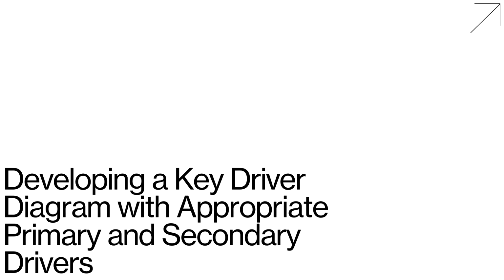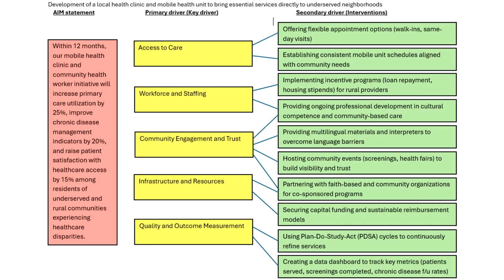Strategic deployment of mobile clinics and community health worker services, community engagement approaches, and a clear 12-month timeline with milestones for progress monitoring. The Local Health Clinic and Mobile Health Unit initiative aims to increase patient reach by 20%, raise preventative screening rates by 15%, and improve chronic disease management among underserved populations, with a focus on reducing healthcare disparities.